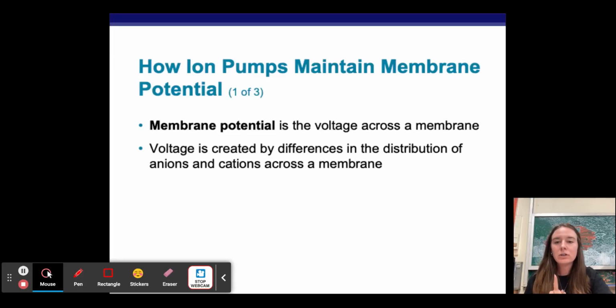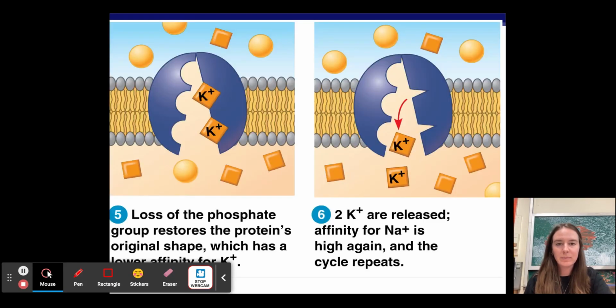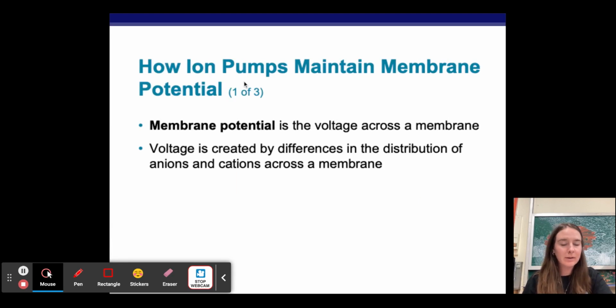All right, so our sodium-potassium pump that we just talked about is also called an ion pump. An ion, remember, is a charged particle, anion or cation, and these are pumps. And they do something called maintain membrane potential. What is membrane potential? Well, it's the voltage across a membrane. And what is voltage? Voltage is a measure of something called electric potential energy, or basically the separation of opposite charges. So typically in an animal cell, the inside of the cell is more negatively charged and the outside of the cell is more positively charged. So you have this voltage, you have this difference.